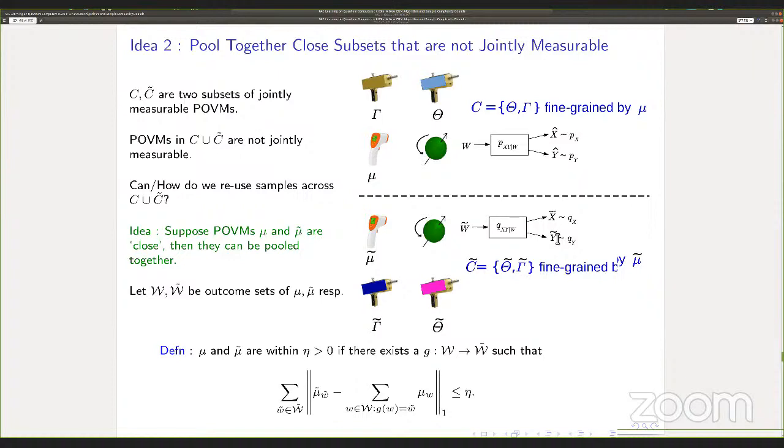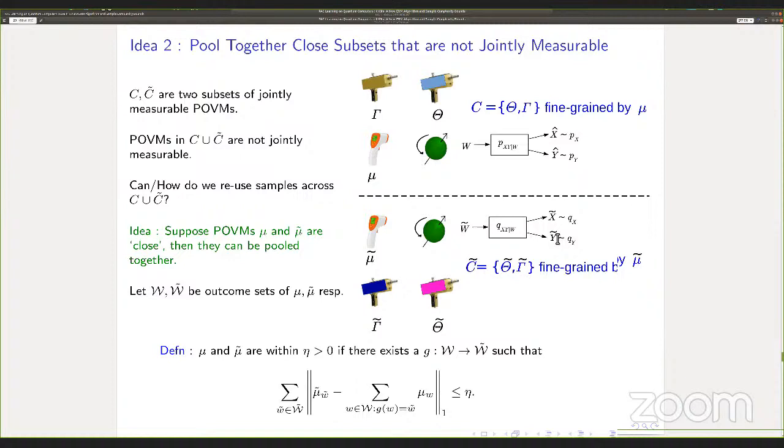Now gamma and theta and gamma tilde and theta tilde are not jointly measurable, in the sense that I can use one particle for both gamma and theta, and some other particle for gamma tilde and theta tilde, but I cannot use one for all 4, right? And my wish is to use one for all the 4. I want to use my samples efficiently.